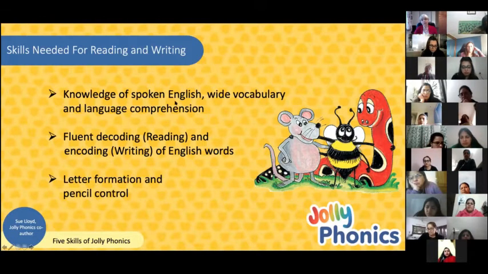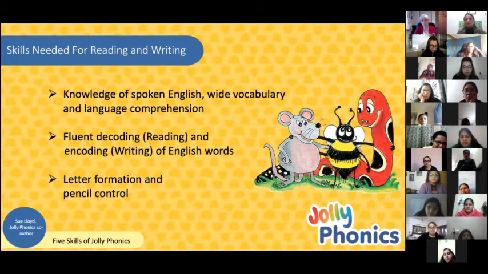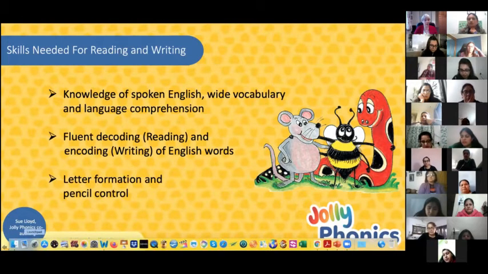So that is important. And if your children are very poor at that, we do have Jolly English, which helps with vocabulary and developing the spoken language. With Jolly Phonics, we're concentrating on the decoding and encoding for reading and writing. We want children to be able to get the words off the page or to put them down on paper. And part of the teaching is letter formation. We've got to get that correct from the beginning, and pencil control.